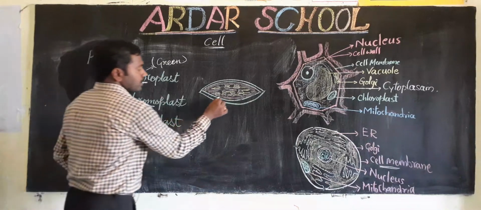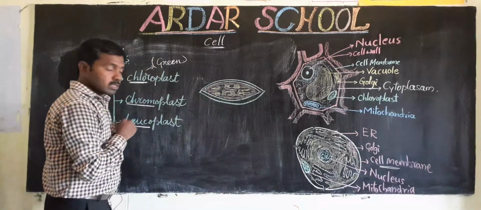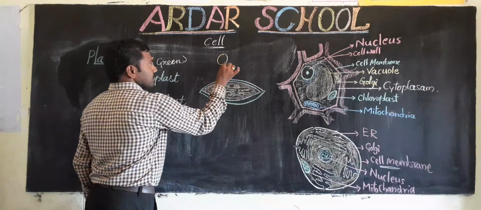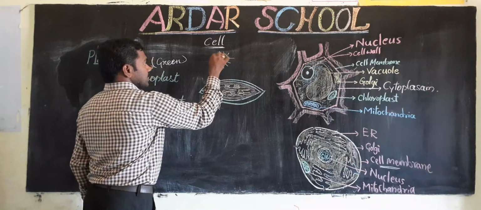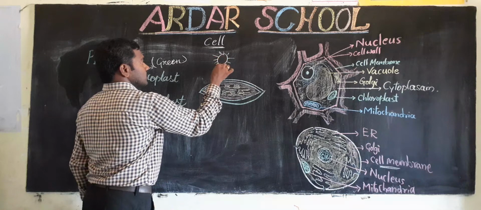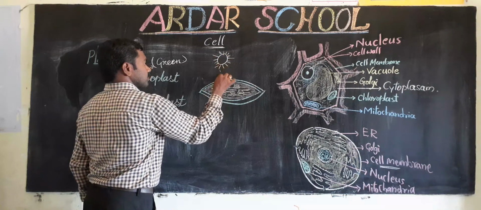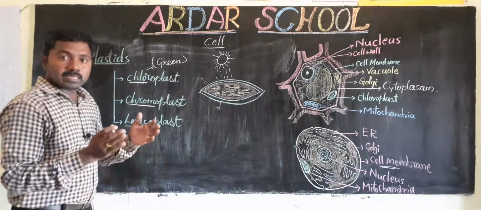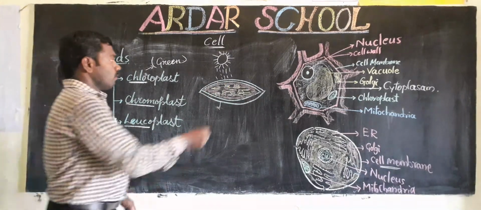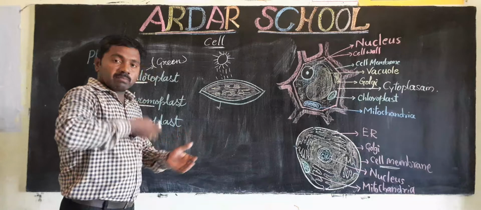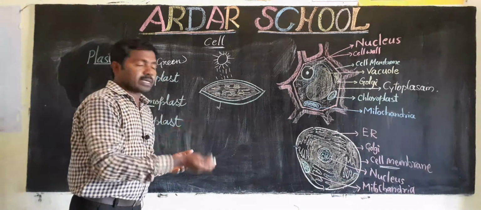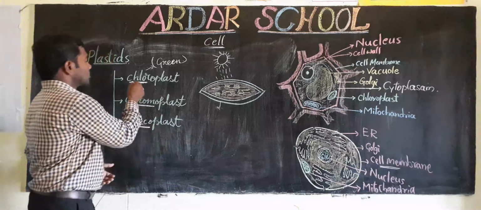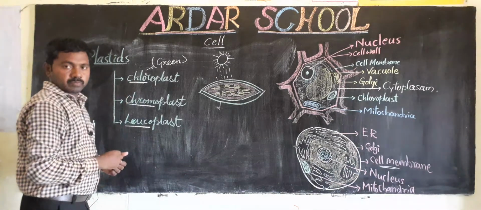So what is the main function of the chloroplast? The chloroplast's main function is trapping the sunlight during photosynthesis. When it traps the sunlight, it carries out photosynthesis, and they can prepare the food. That is the use of the chloroplast.